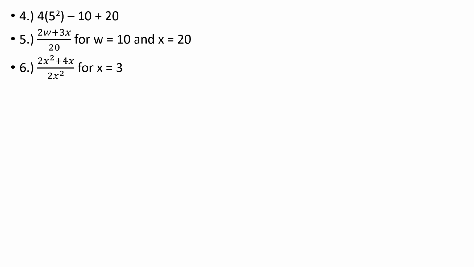Okay, next one, number 4. We have 4 times 5 squared minus 10 plus 20. So we have some multiplication, an exponent, subtraction, and some addition going on. We're going to start with our exponent. So 5 squared is 25. And then we have multiplication. 4 times 25 is 100.